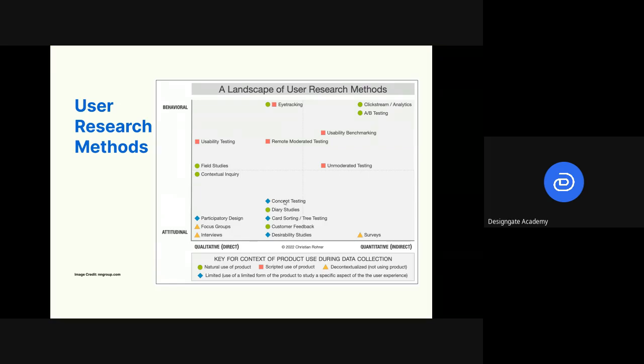But the likelihood of you doing card sorting and tree testing at this stage is zero, because you implement card sorting and tree testing when you are working with a large set of information. That is when you implement things like card sorting and tree testing.